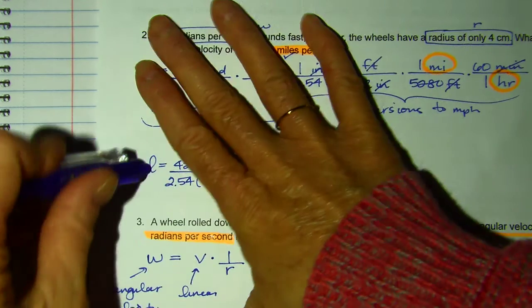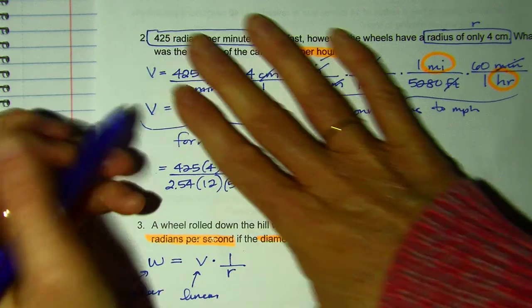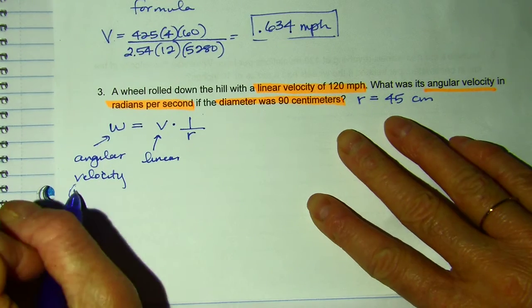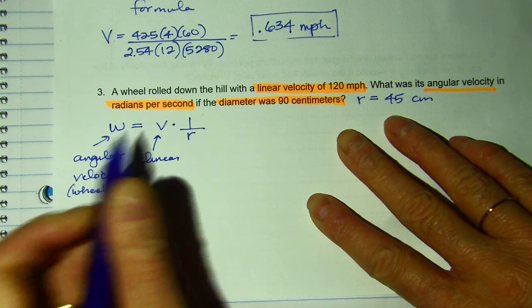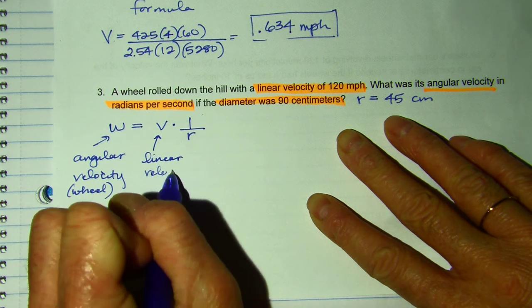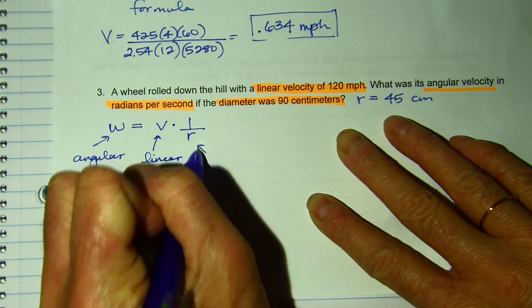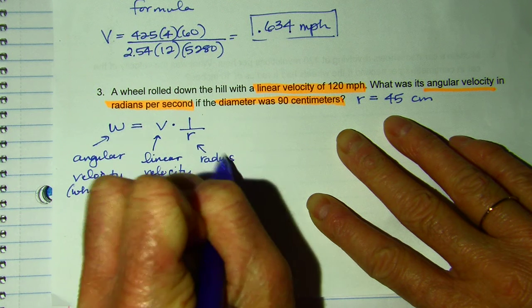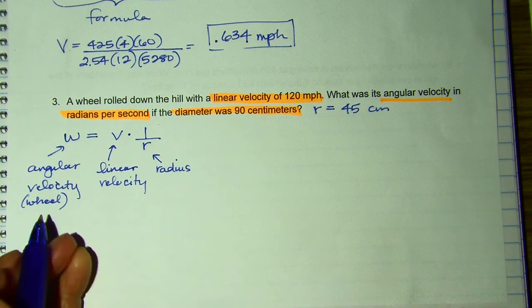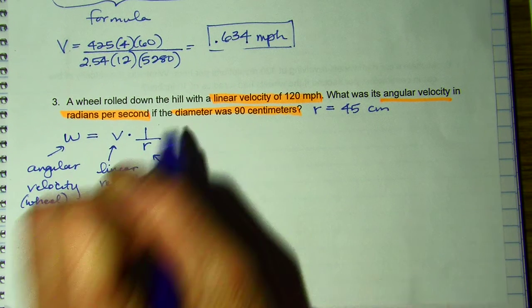Okay? W, and how I remember it, W stands for your wheel. V stands for velocity, so this is linear velocity. That right there is radius. So if that helps, it's all right here. So they're wanting to know what is my angular velocity.